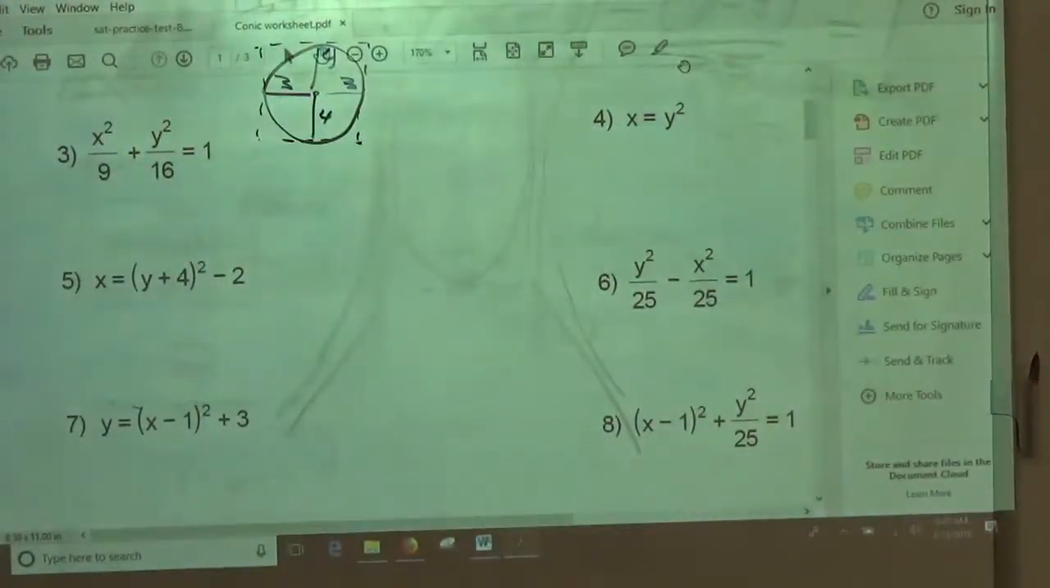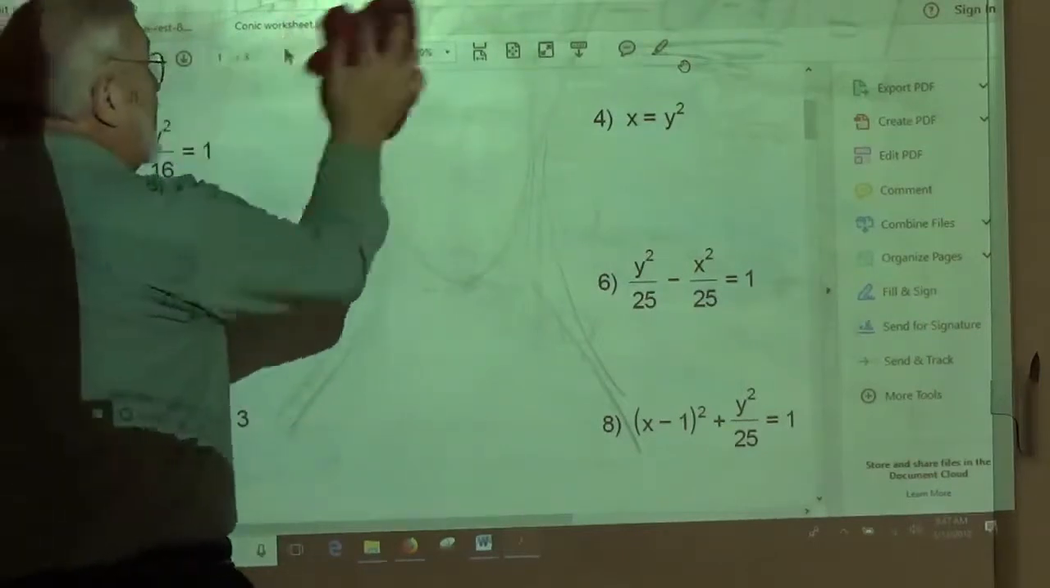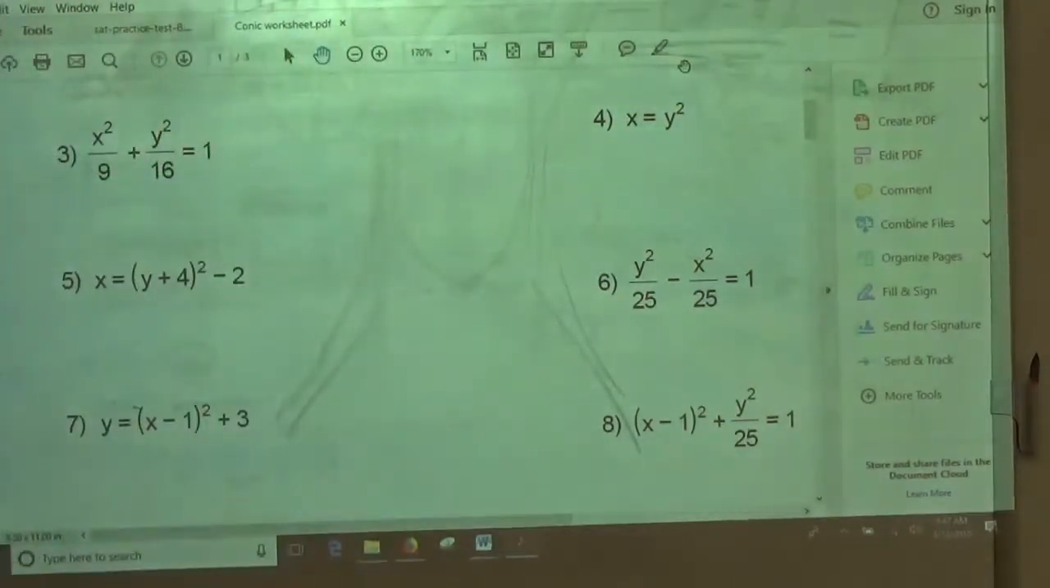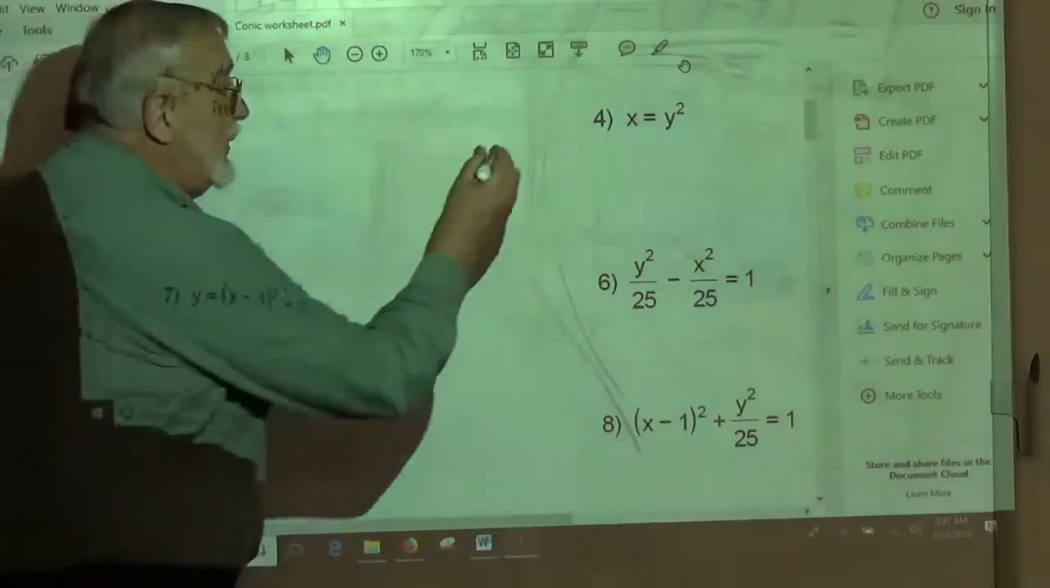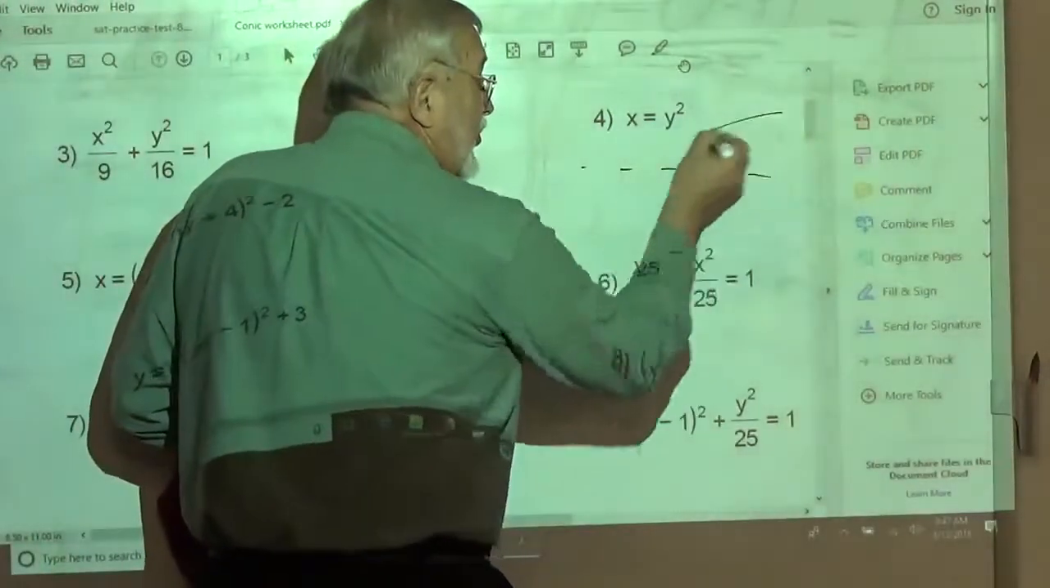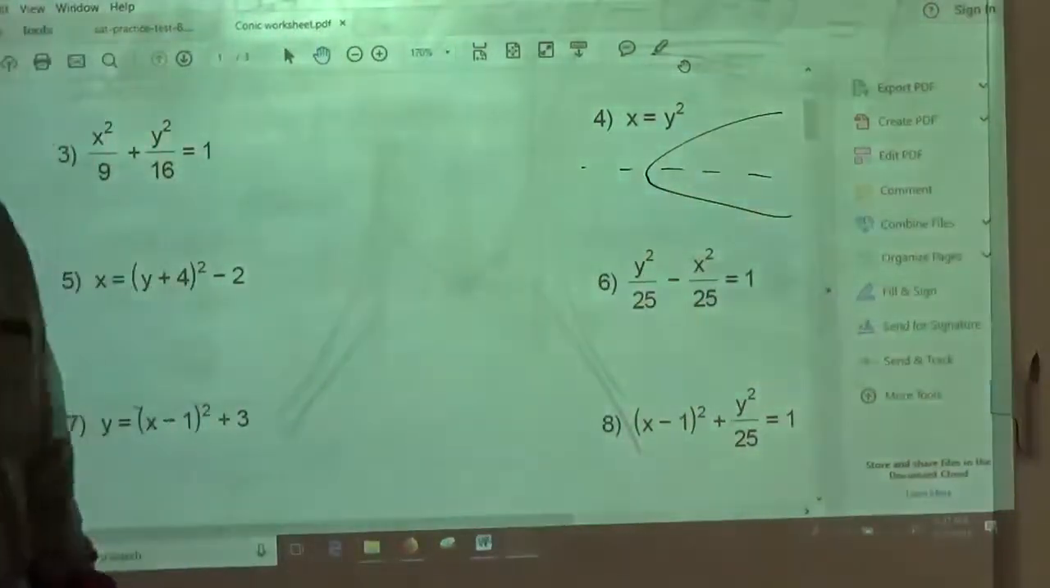On number 4. Okay. All right. Question? All right. Good. Next one. What do you see in 4? Only one of them squared, so what do we have? Starts with a P. Parabola. And which way does it open? It opens along the x. And the y squared is going to be like that.